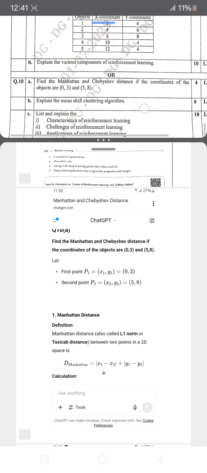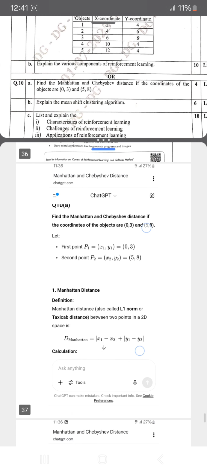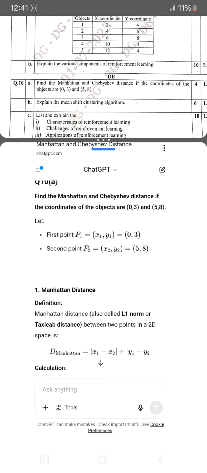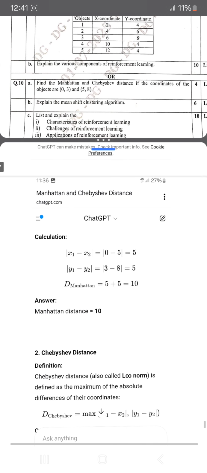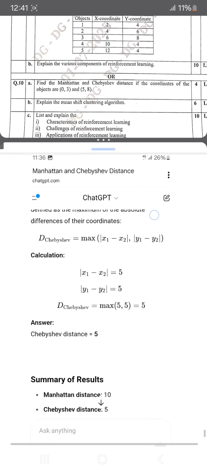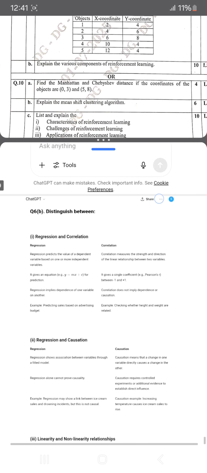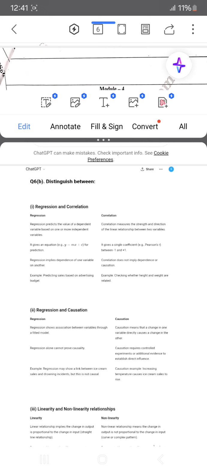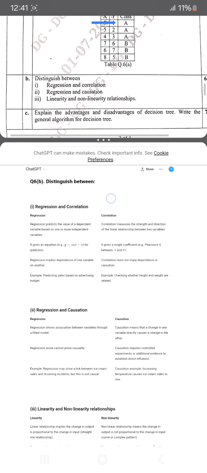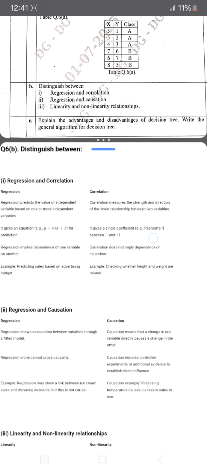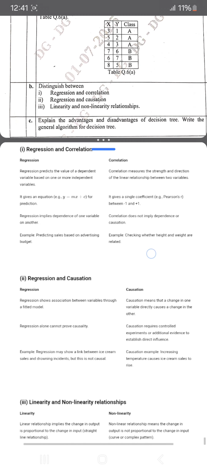See the questions which we left. 10th A, numerical problem, solution from ChatGPT. Then question number 6th B, difference between. This is also a ChatGPT solution.